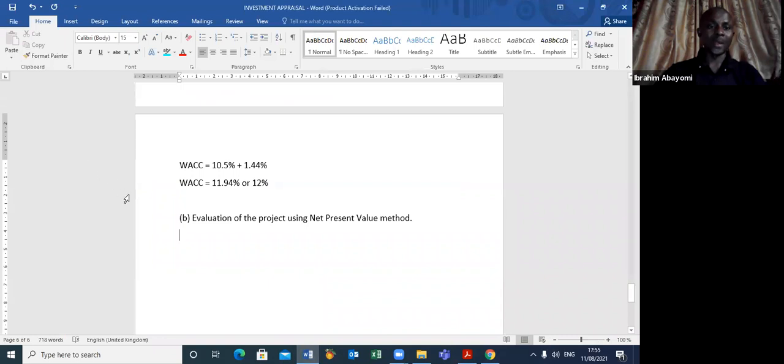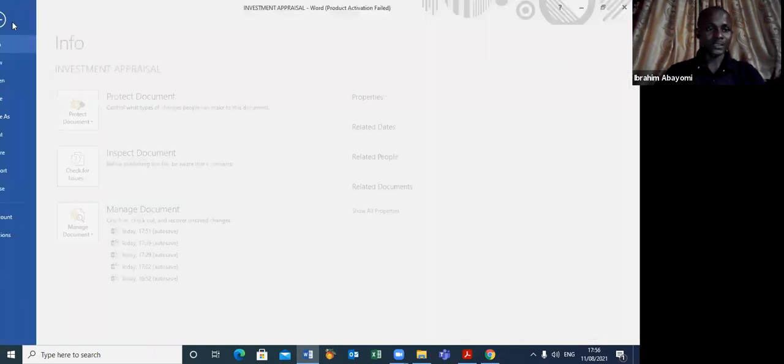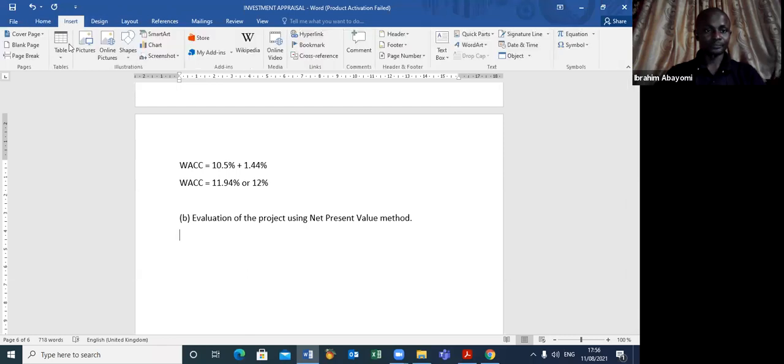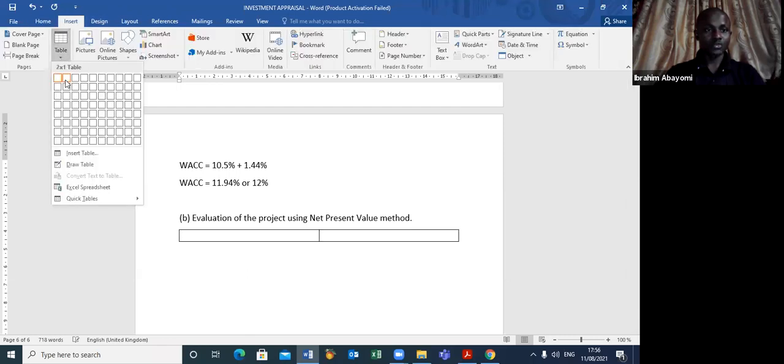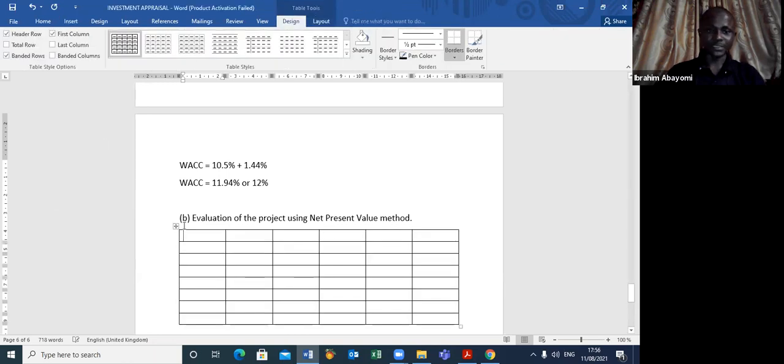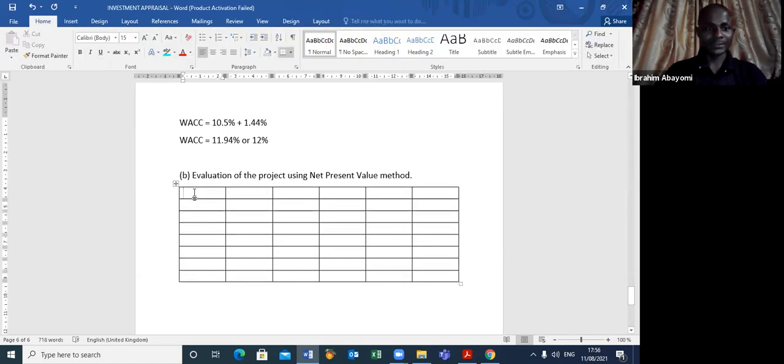So let's go. I have my year 0, and so on. I will have 6 columns. Insert table: 1, 2, 3, 4, 5, 6. We're going to have many columns, no problem. I'll be adding to it as the requirement arises.